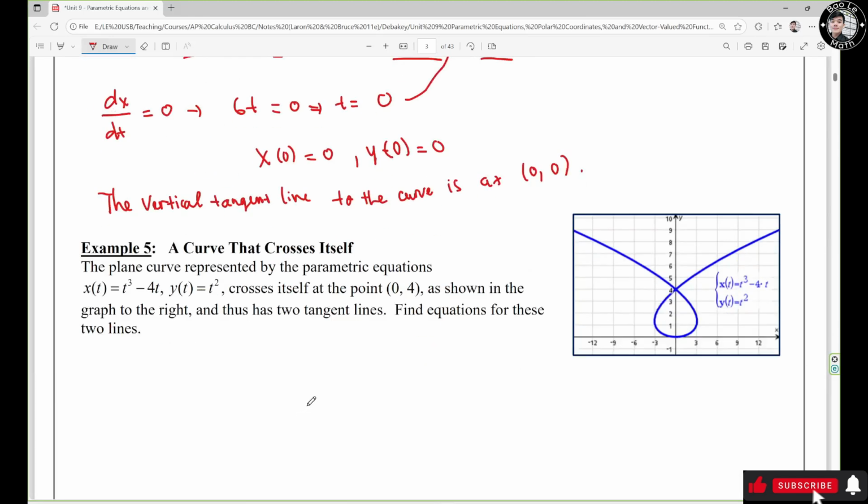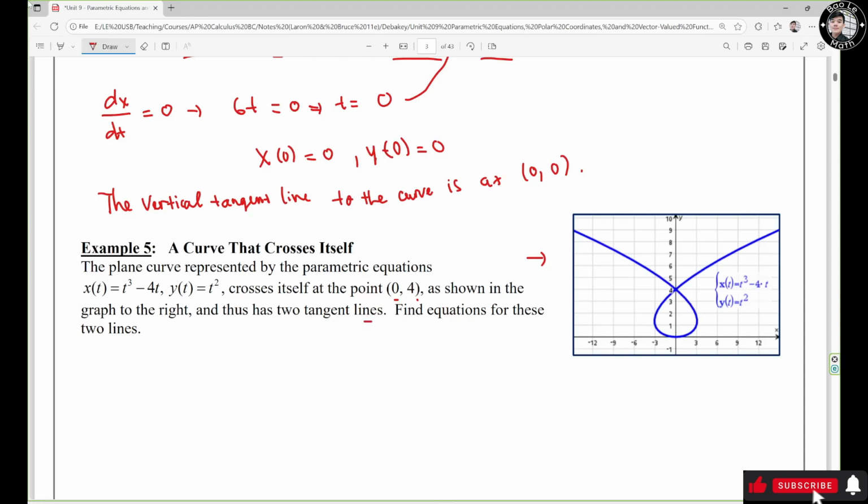Now let's move on to example number 5. A curve that crosses itself. A plane curve represented by the parametric equations x of t equals t cubed minus 4t and y of t equals t squared crosses itself at the point (0, 4), as shown in the graph to the right, and thus has two tangent lines. Find the equations for these two lines.